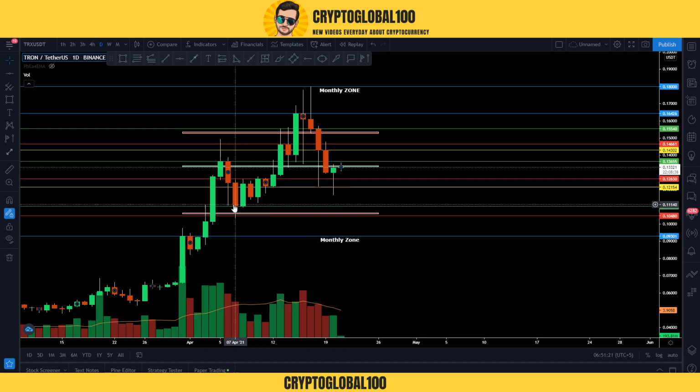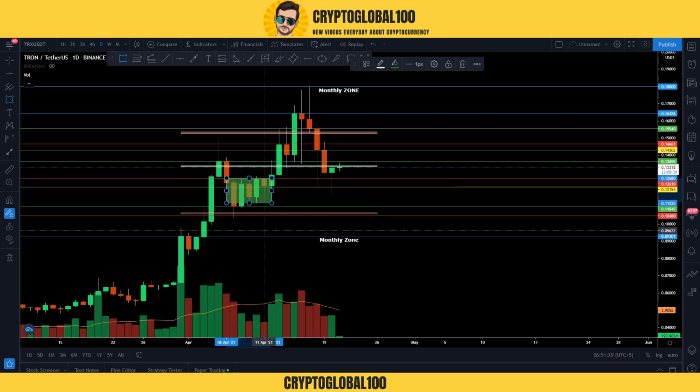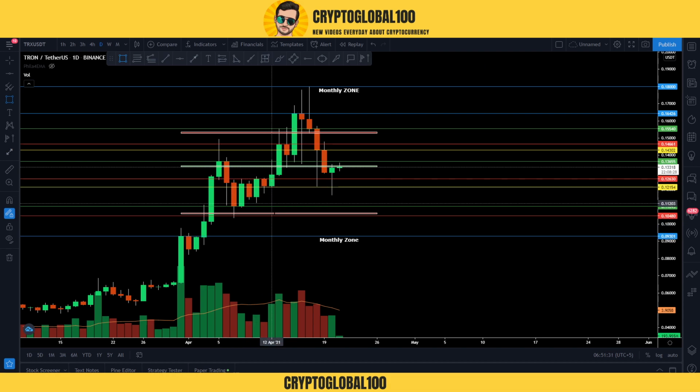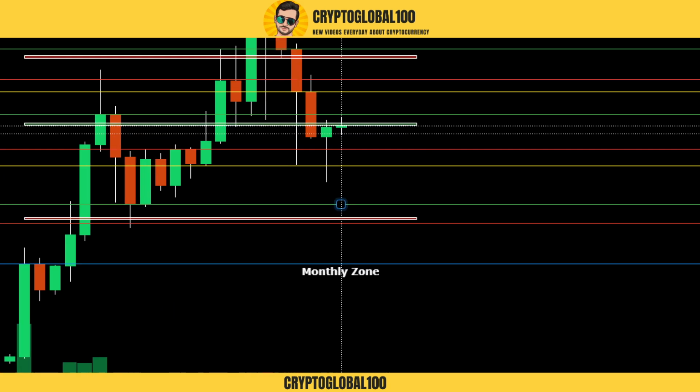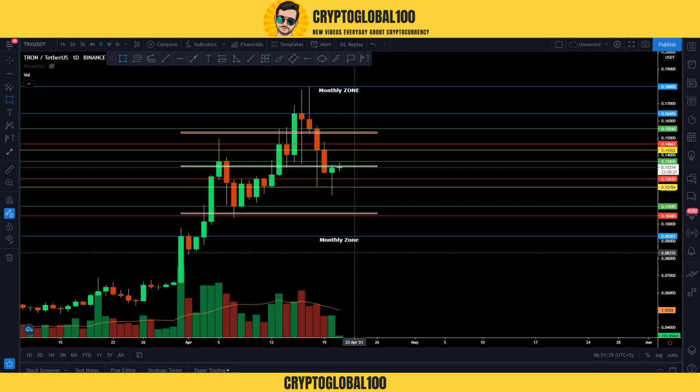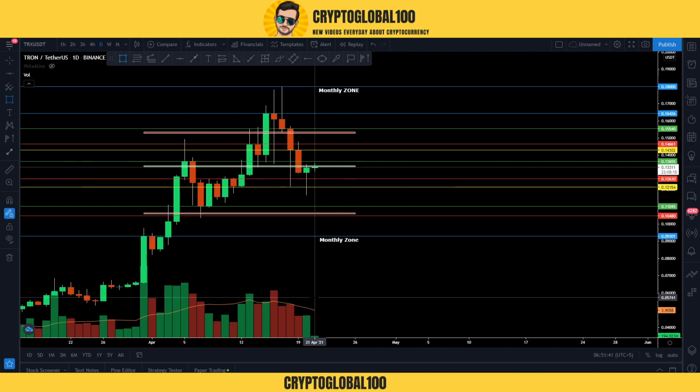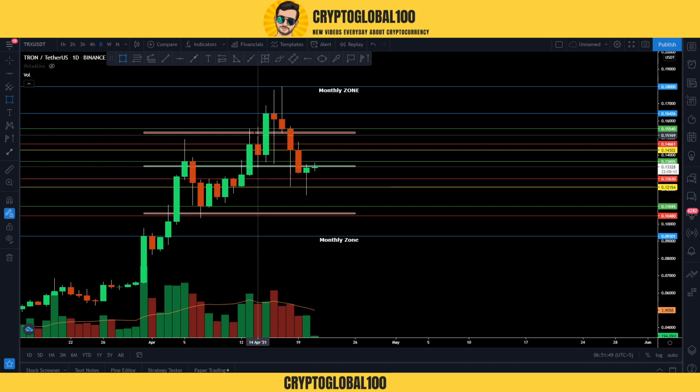And here you see, this zone was the consolidation zone. This one was a consolidation zone. It went up with a good volume, went down with a good volume as well. So now it all depends on the volume as well. And we need some good volume to break through this level. And the next good level would be this one, because here a lot of sellers are here.